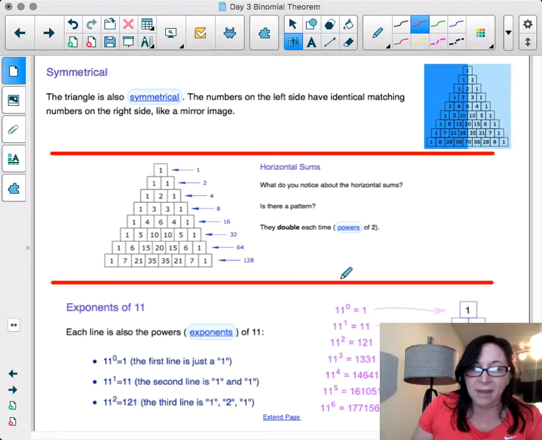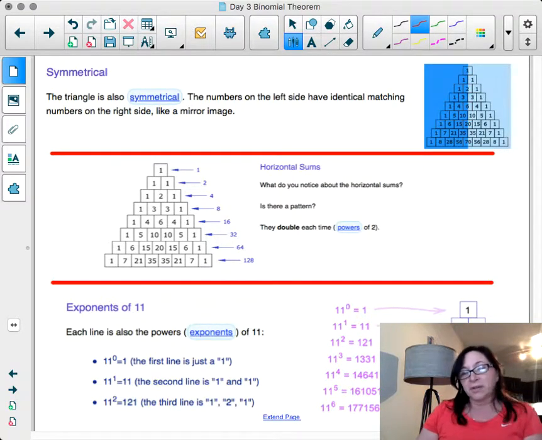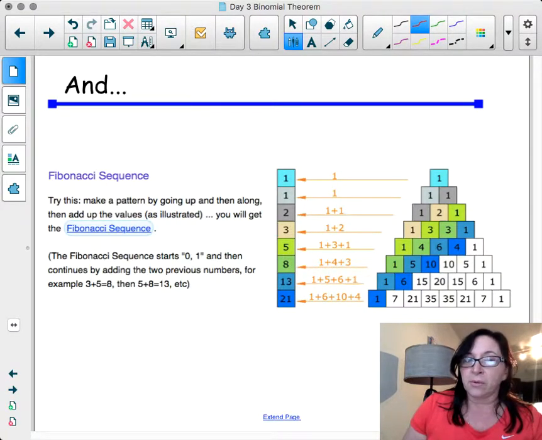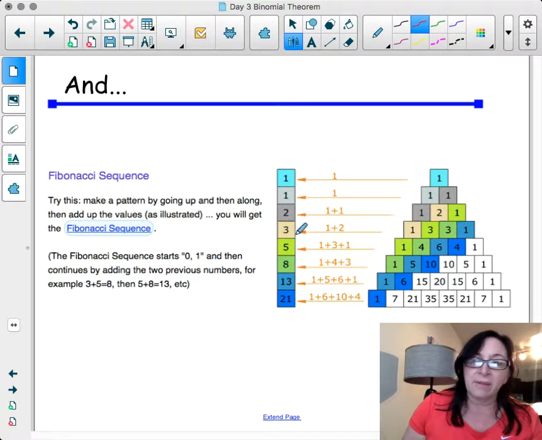In addition to that, you have powers of 11. This is kind of neat. 1, 1, 1, 121. So that's 11 squared, 11 cubed. So Pascal's triangle has so many different really cool things about it. In addition, it also contains part of the Fibonacci sequence, which is 1, 1, 2, 3, 5, 8. If you notice that 1 plus 1 is 2, 2 and 3 is 5, 5 and 3 is 8, and these numbers are all found in here.